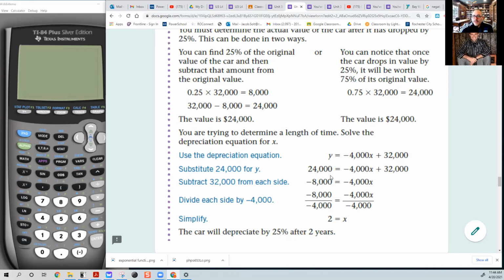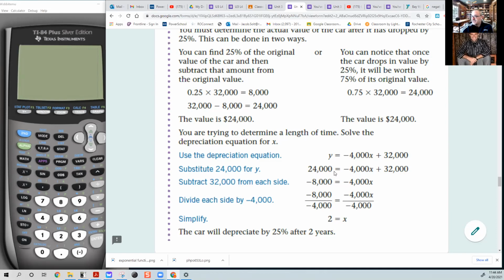And now we've got to solve for x. We need to figure out what the value of x would be if the value of y is 24,000, right? Just like you can stick a number in for x and it'll spit out a value of the car for y, it goes in reverse too. We could stick in a value for y and get it to spit out an x value, kind of in reverse.